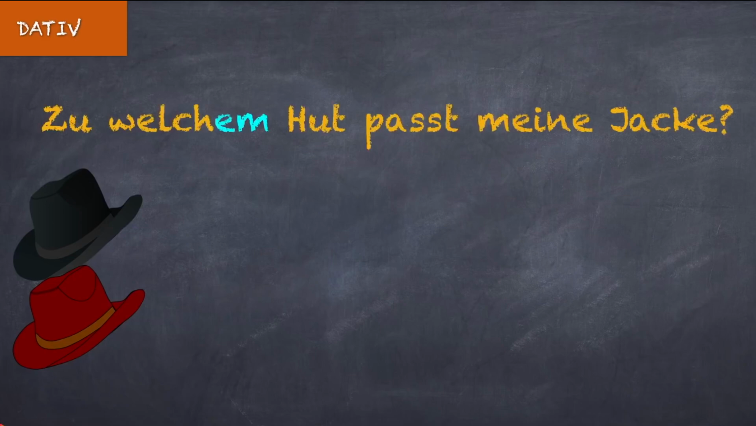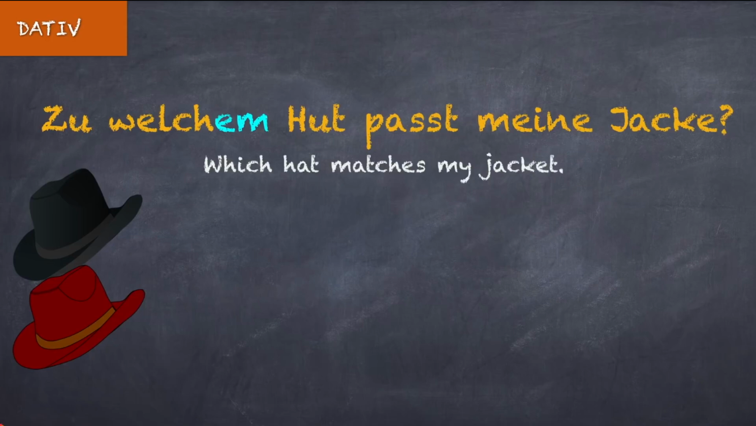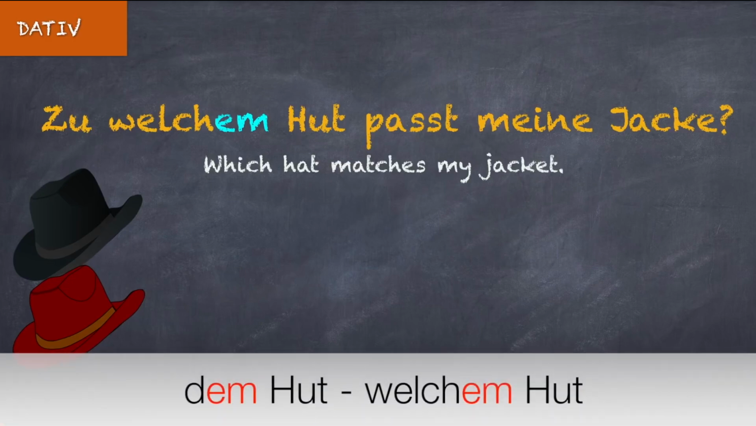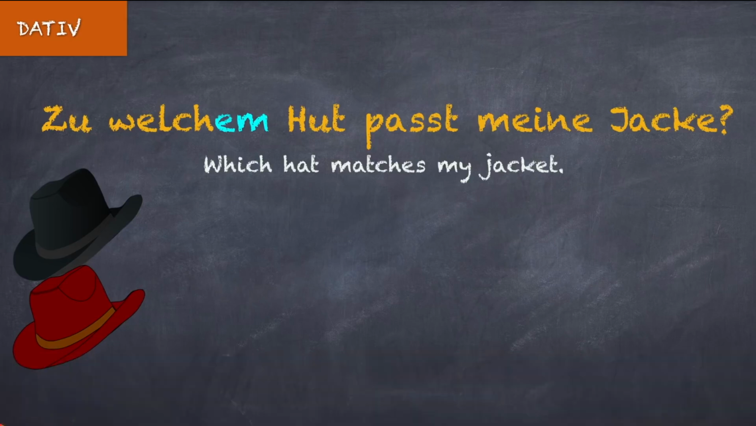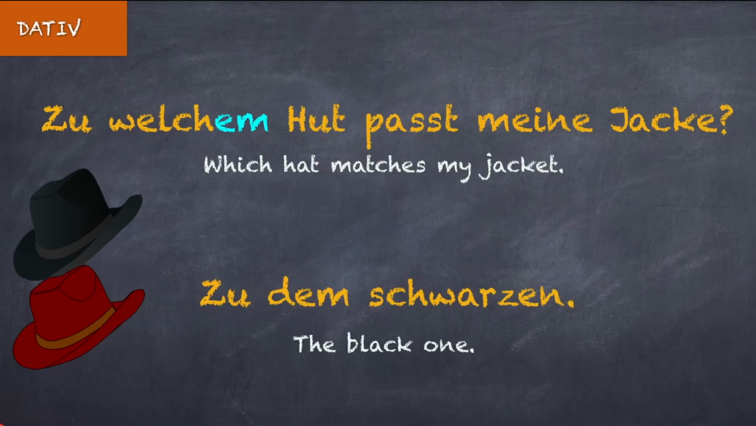Now let's move on to the third case, that is dative. In this case, Hut has to be either a dative object or a prepositional object with a dative preposition. So let's see what we have. Zu welchem Hut passt meine Jacke? Zu is a dative preposition. Hence, der Hut changes to dem Hut. Welchem takes the ending em from dem. As you can see, the endings for welch are the same as the respective articles in every case. Now let's look at the answer. Zu dem Schwarzen.